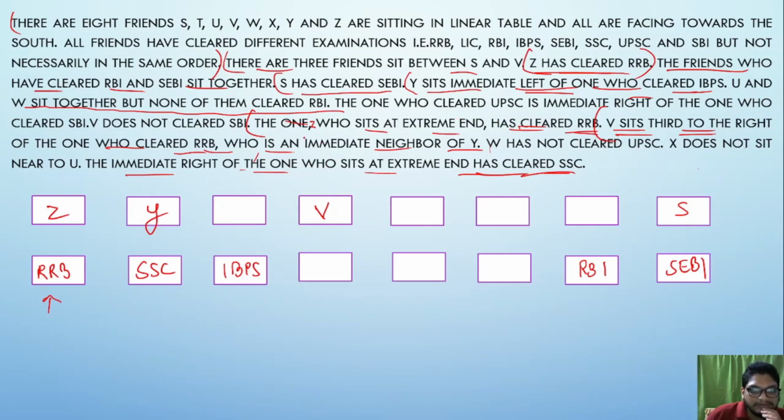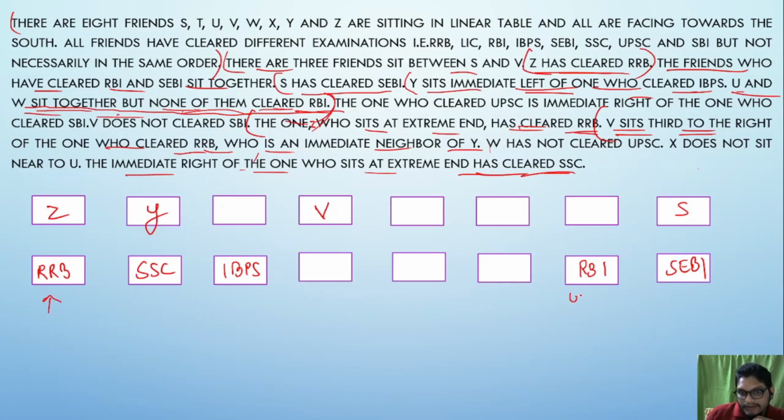Okay. So let's just find data related to any of the points that we have fixed already. Is there any data provided with that? Let's just try to find out. Is there any data? Have a look at this data. U and W sit together, but none of them has cleared what? RBI examination, right? U and W sit together, but none of them has cleared RBI examination.